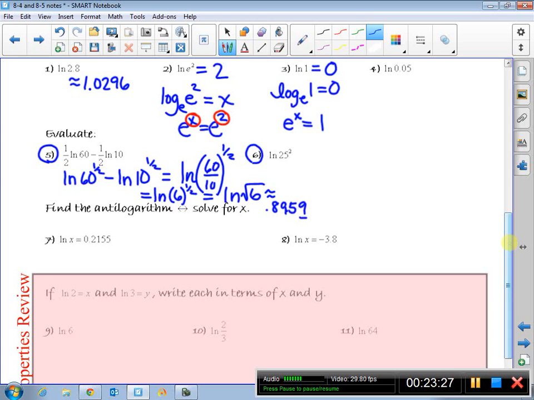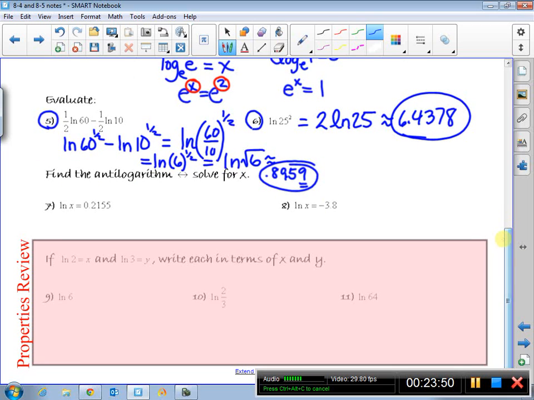9 if I round it. Okay, and ln of 25 squared, we can do, bring that 2 out front, 2 ln of 25. Let's type that in to ln 25, approximately 6.4378. So just practice using your calculator.